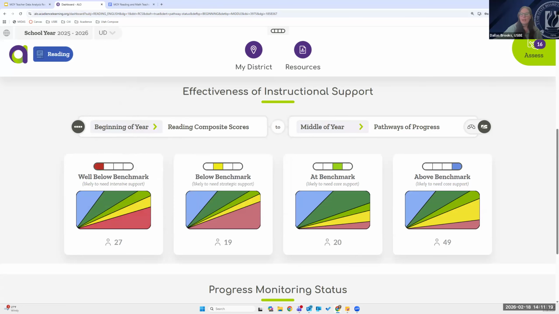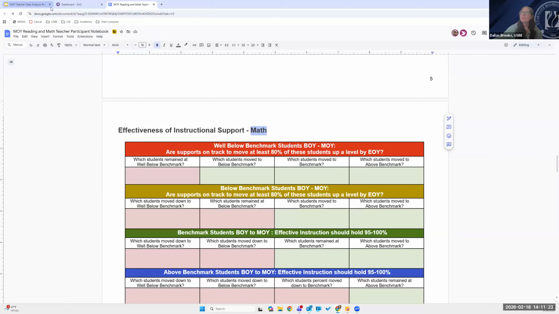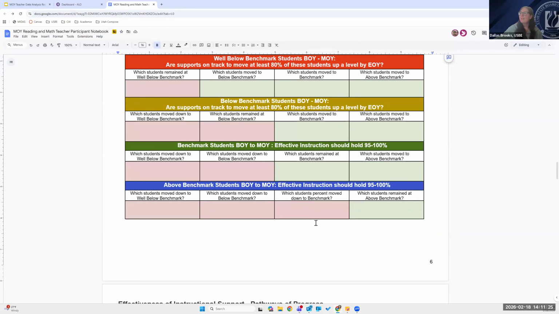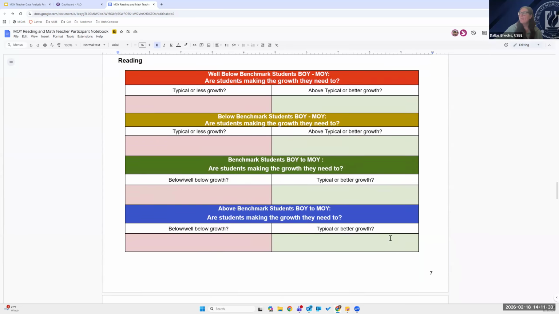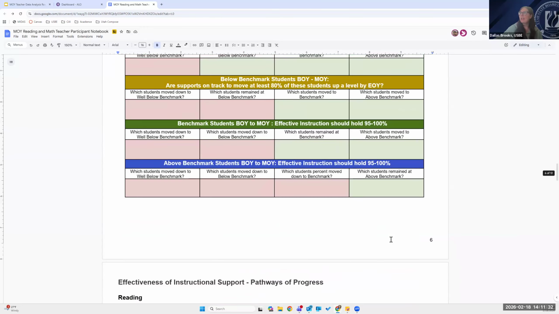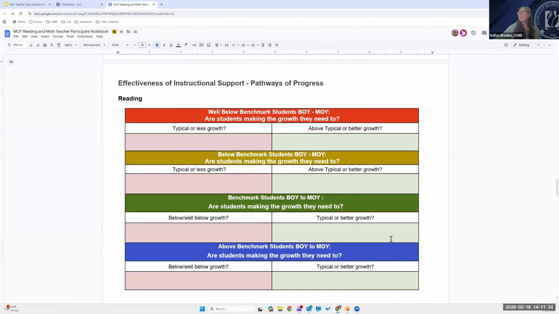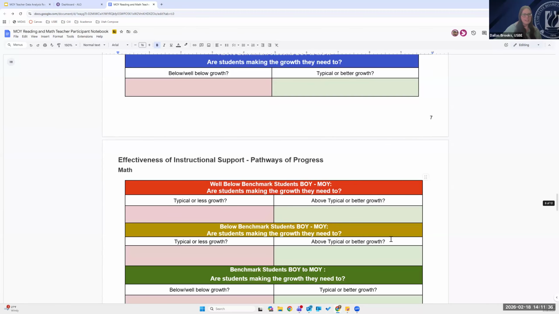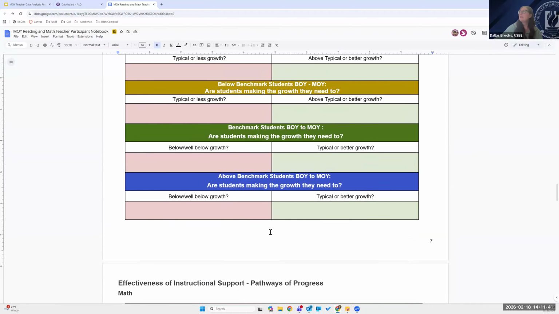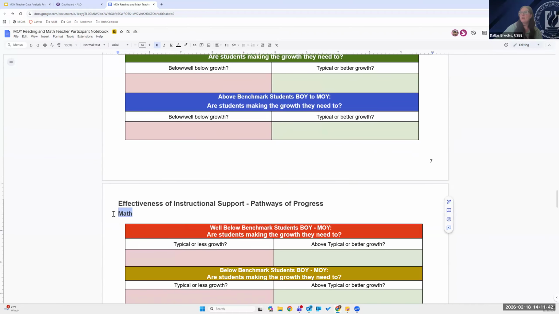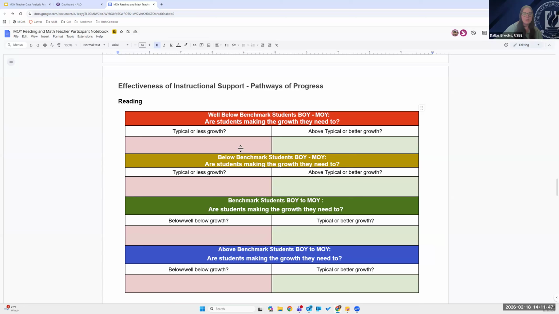And I can hover over each of those color blocks to look at the number of students who are making each of those pathways. So again, we are going to give you about 8 minutes to fill this out in your participant notebook. We are working on page 7 and 8. So 7 is for reading data, if that's what you're looking at. Page 8 is for our math data. So go ahead and work on filling in those charts for your students.